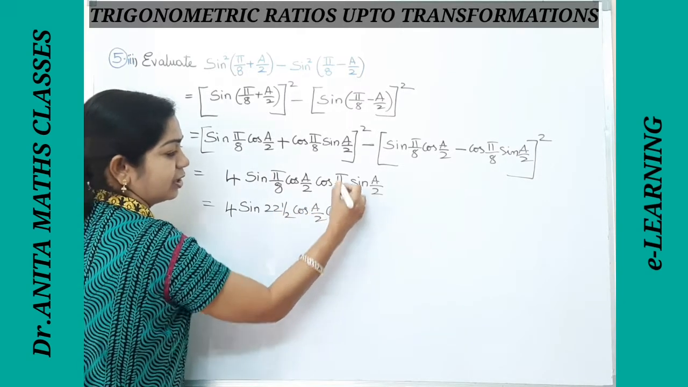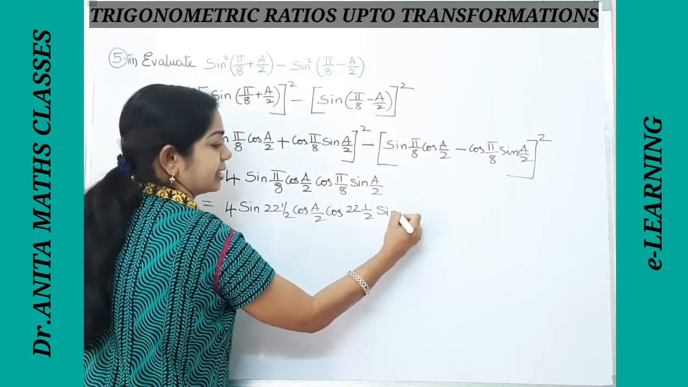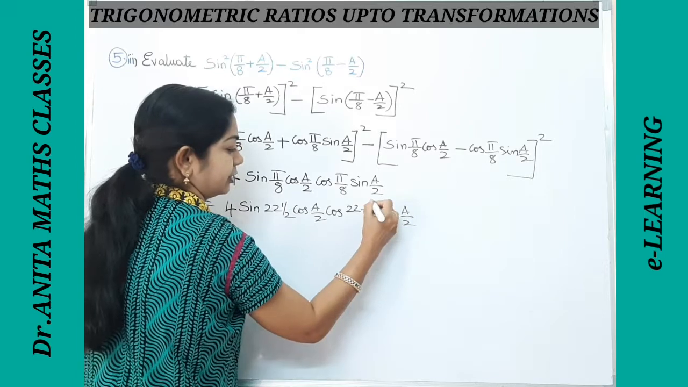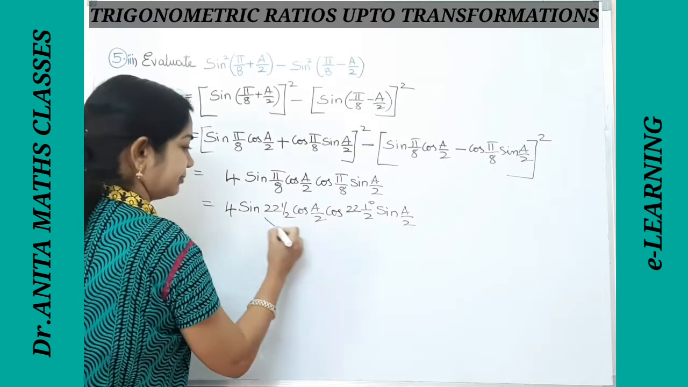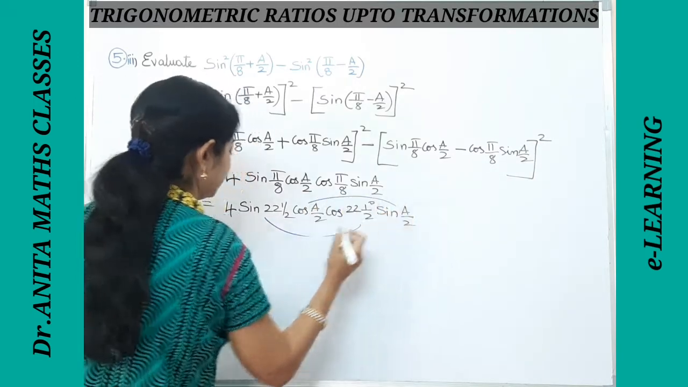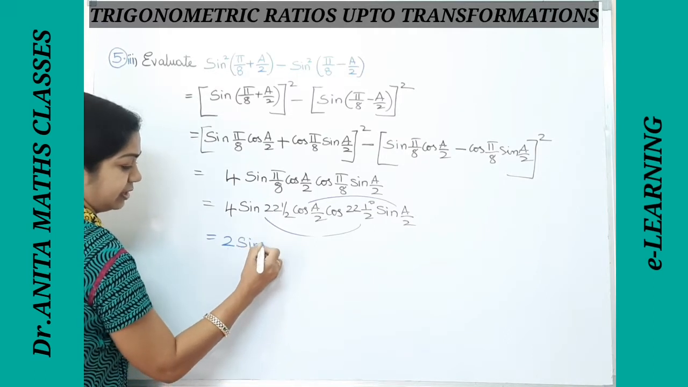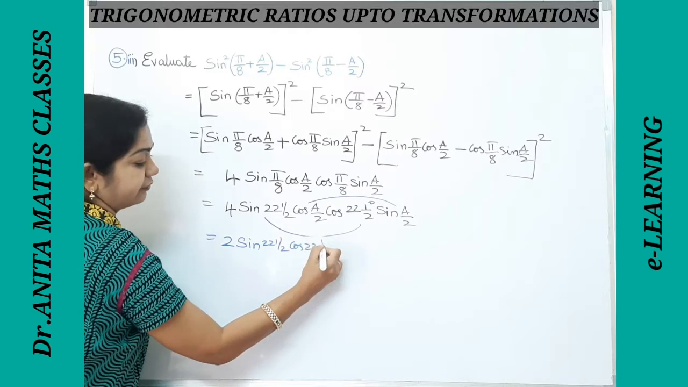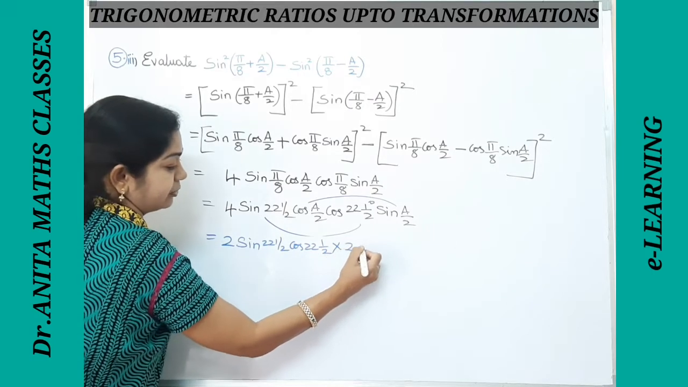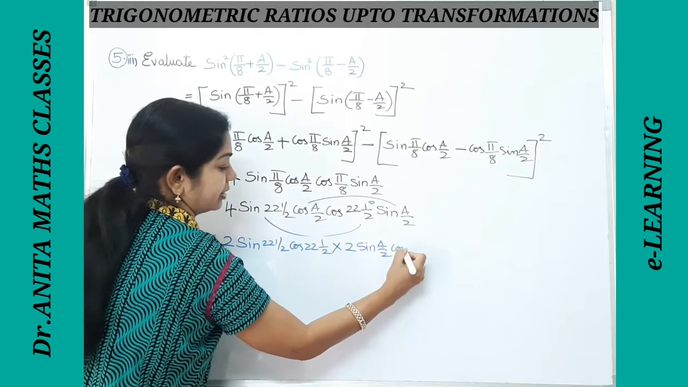And here you get cos pi by 8 is 22 and a half, and sine A by 2. Okay, so if you see these two values here, we'll club these two values and we'll club these two values. So if I take 2 also, if I write it as 2 sine 22 and a half cos 22 and a half, again multiplied by 2 sine A by 2 cos A by 2.